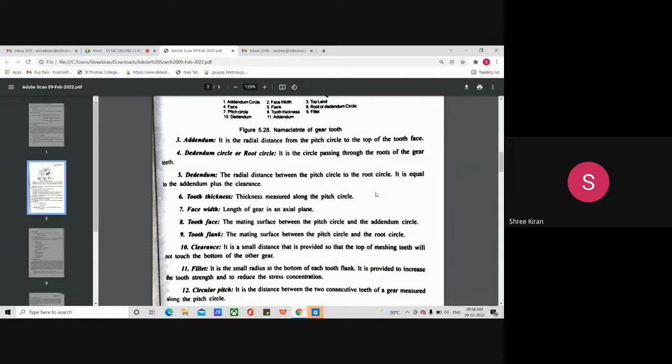Then comes the clearance. Clearance is a small distance that is always provided so that the top of the meshing teeth will not touch the bottom of the other gear. That is what happens in the case of clearance.